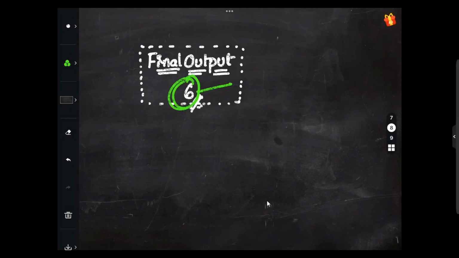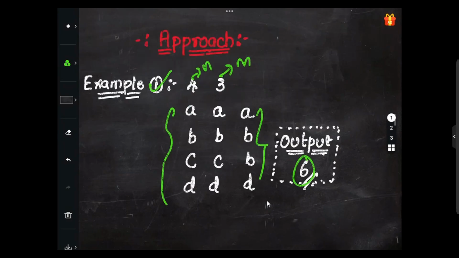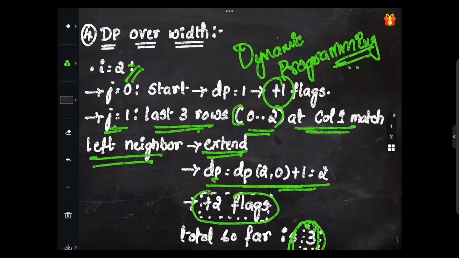So the output that we got here is 6, which is equivalent to the output that they have given for example 1 within the problem, right? So this is it for the approach part. Our approach works absolutely correct, right?